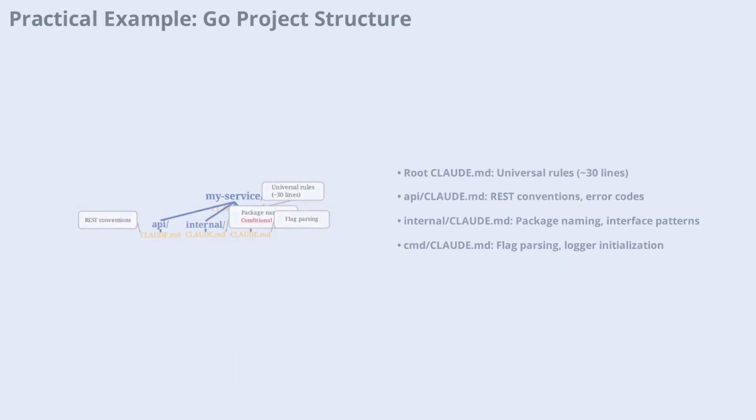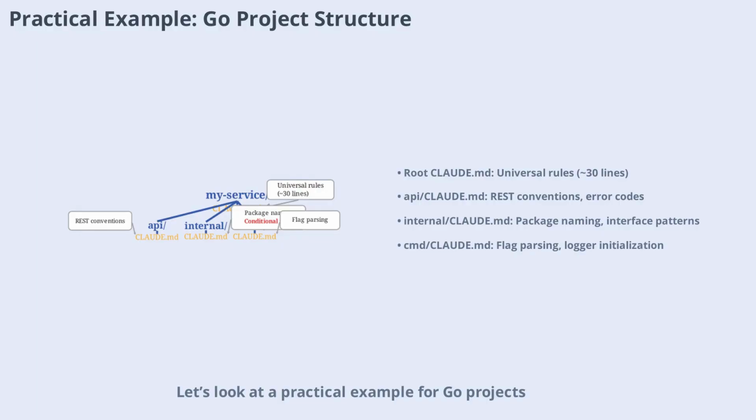Let's look at a practical example for Go projects. Organize your CLAUDE.md files by directory, a concise root file for universal rules, and specialized files in API, internal, and CMD for layer-specific conventions. Use conditional tags to activate rules only when relevant. This keeps your configuration lean and ensures Claude applies the right standards at the right time, improving code quality and maintainability.